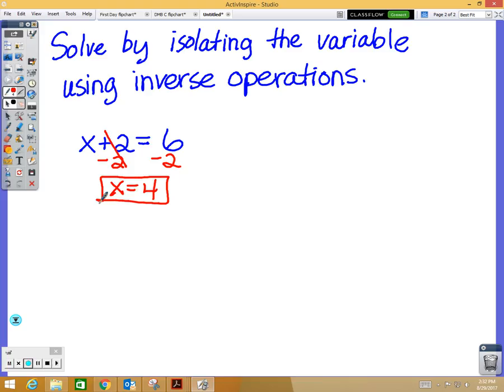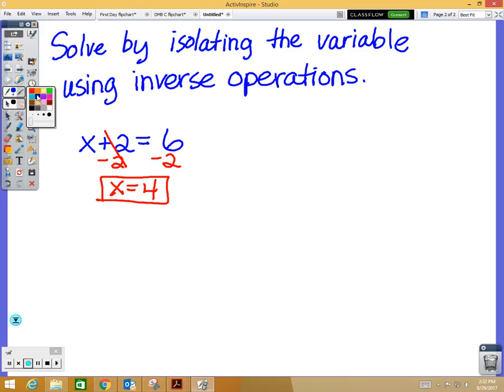You want to think about checking your answers. How would you check your answer, Tate? You could do 4 plus 2. So if you substitute in your solution, then you could check your answer. 4 plus 2 equals 6. So we're good.